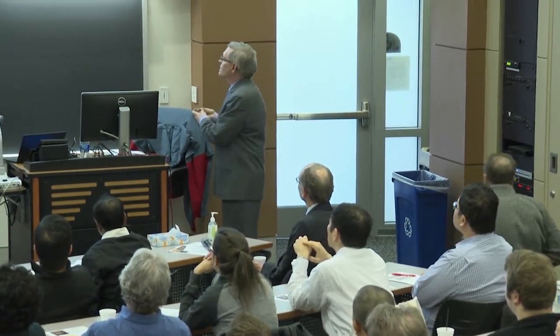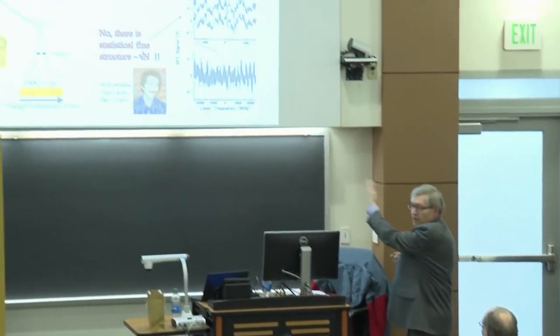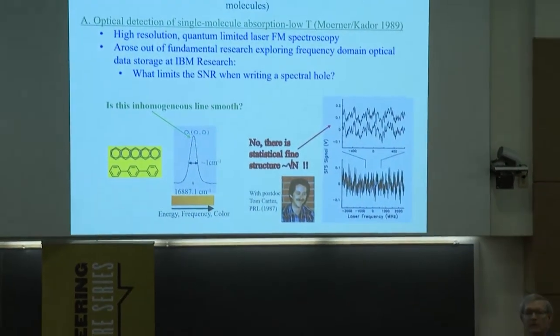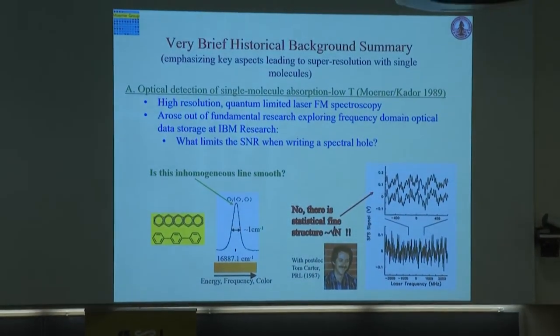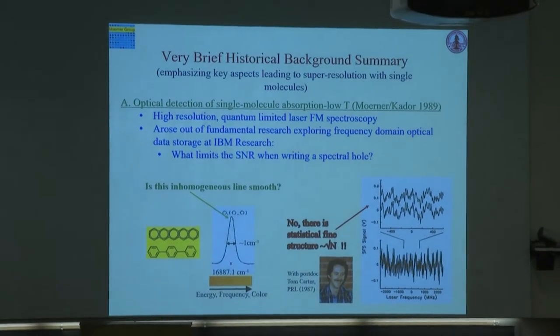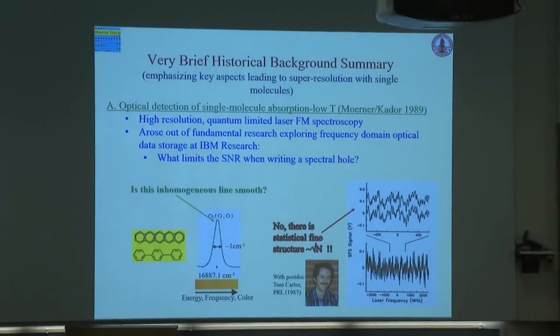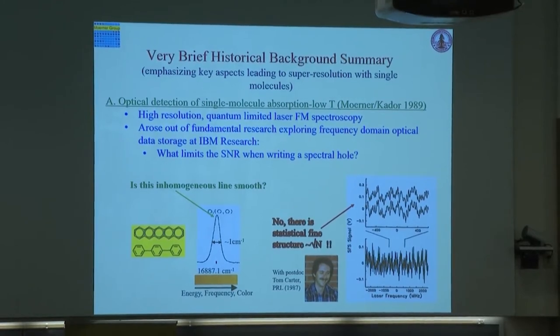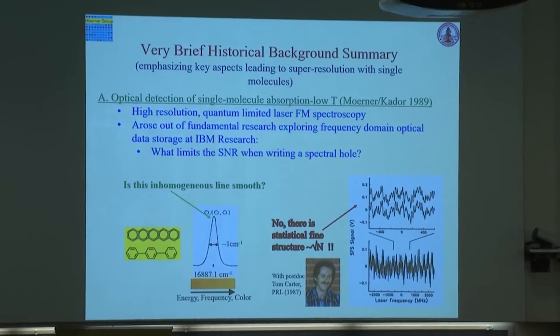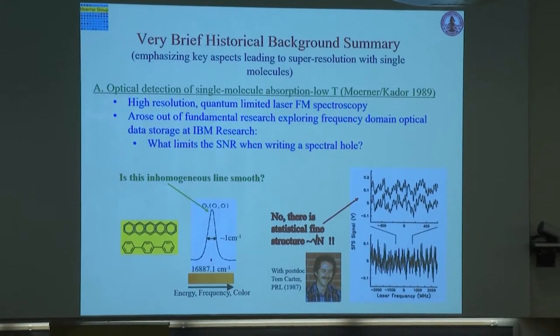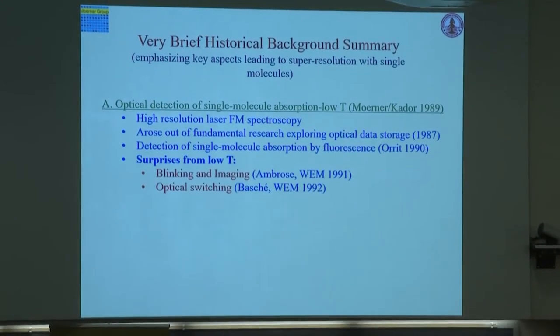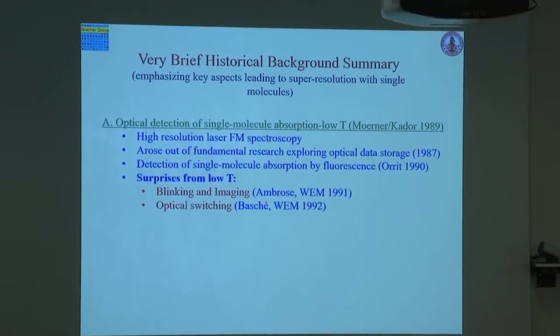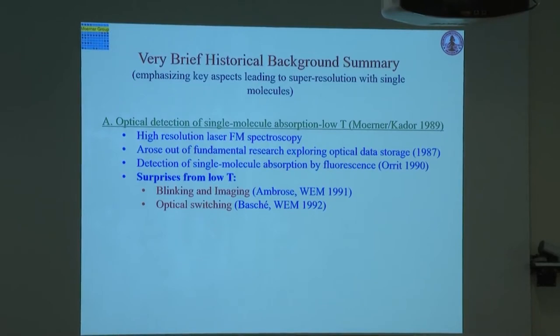So because we could see this, in answer to that question above, it also led me to think, well, maybe we can detect a single molecule if we can detect these peaks. And in fact, you only have to work a square root of N harder to get to the single molecule limit. Think about that for a minute. You don't have to work N times harder, just the square root of N harder. Okay? So that's why we used FM spectroscopy in 1989 to detect single molecules. And it sort of started this field.